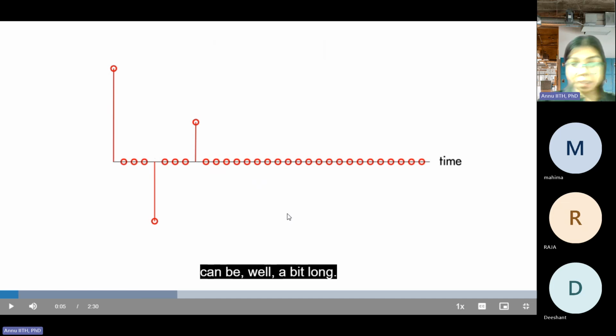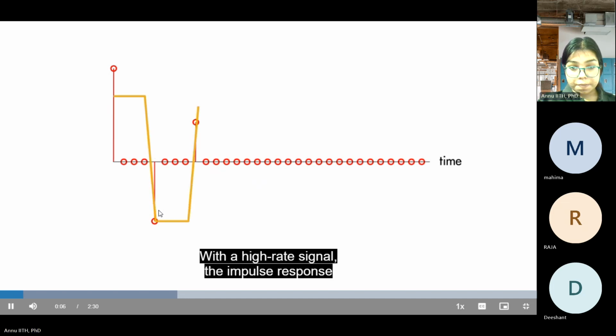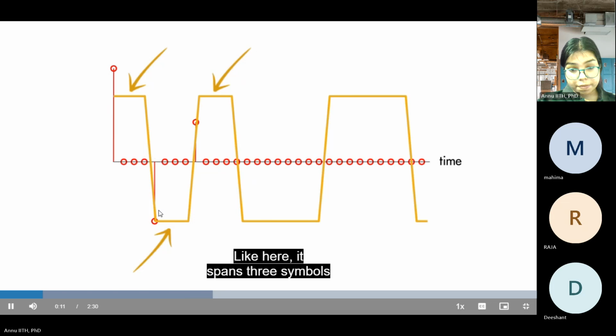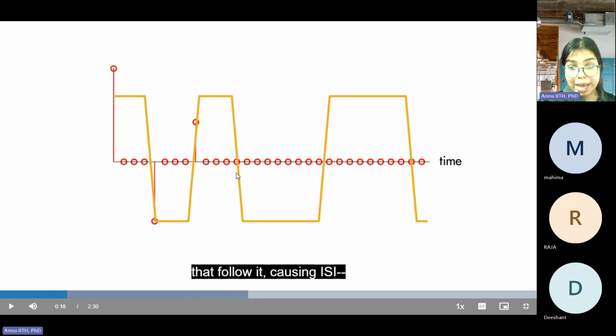So a multipath channel response can be a bit long. As we can see, this is a multipath channel response. With a higher rate signal, the multipath signal can span multiple symbols. It only spans 3 symbols of this high rate stream. So as if we have more number of zeros, it will actually be smeared in time, which is also called inter-symbol interference.